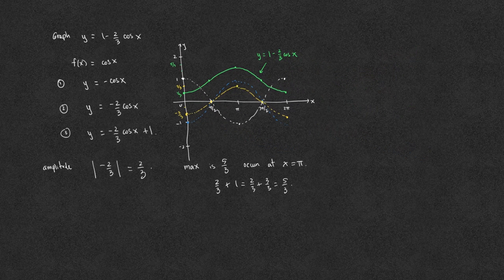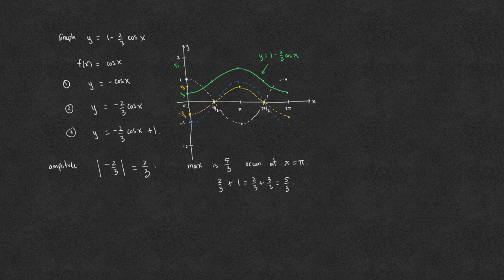Alternatively, if we don't have the graph, we see that cosine of x is between negative 1 and 1 originally. We then change the middle expression, cosine of x, so that it looks like 1 minus 2/3 cosine of x. The first thing we do is multiply all parts by negative 2/3. In the middle, we get negative 2/3 cosine of x. And the last part, we get 1 times negative 2/3. And then the first part is negative 1 times negative 2/3.